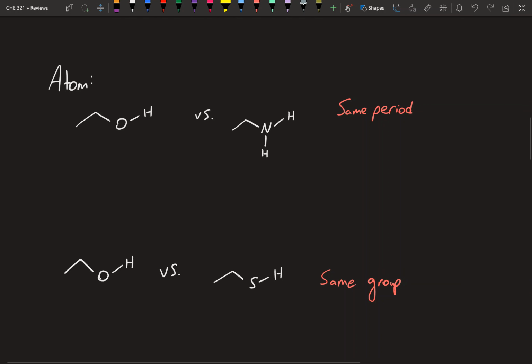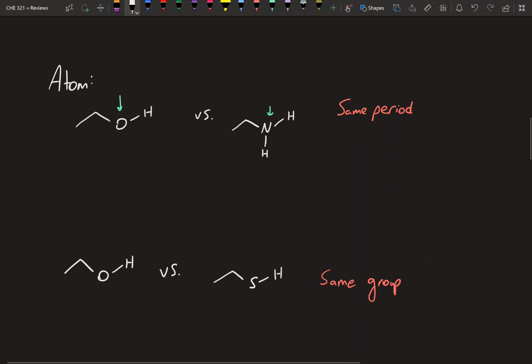So in this case, you can see it's the oxygen, and over here is going to be the nitrogen. Oxygen and nitrogen are on the same period, or row, on the periodic table. So on the test, they can ask you between these two compounds, which is the stronger acid. Your first step is to draw the conjugate base of that acid.